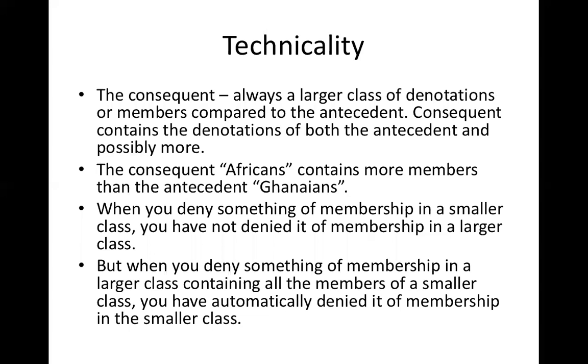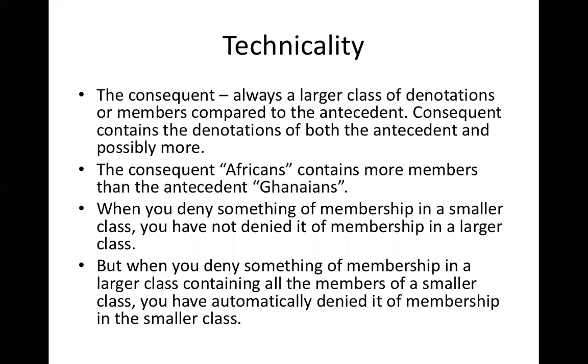Okay. Now, what is the technicality? Why is one correct and the other one is not correct? The consequent is always a larger class of denotations or members compared to the antecedent. So the consequent contains the denotations of both the antecedent and possibly more. When you check the class of the antecedent and the class of the consequent, the class containing the consequent is normally bigger than the class containing the antecedent. The consequent class can contain the whole of the antecedent class, and then also contain more.